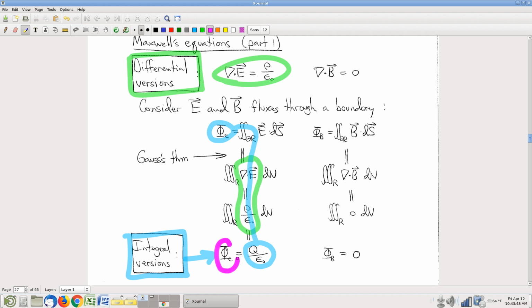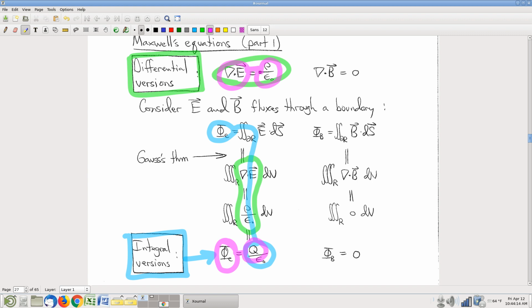This says flux is proportional to charge. The green one says flux density is proportional to charge density. Other than that word density, they both say flux is proportional to charge. They're talking about very much the same things. Slightly different points of view on exactly the same thing.